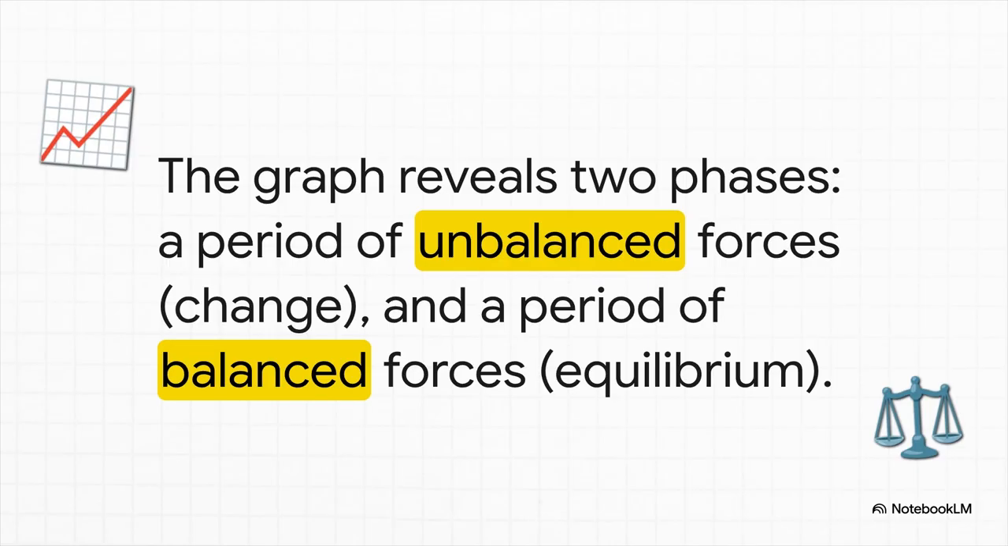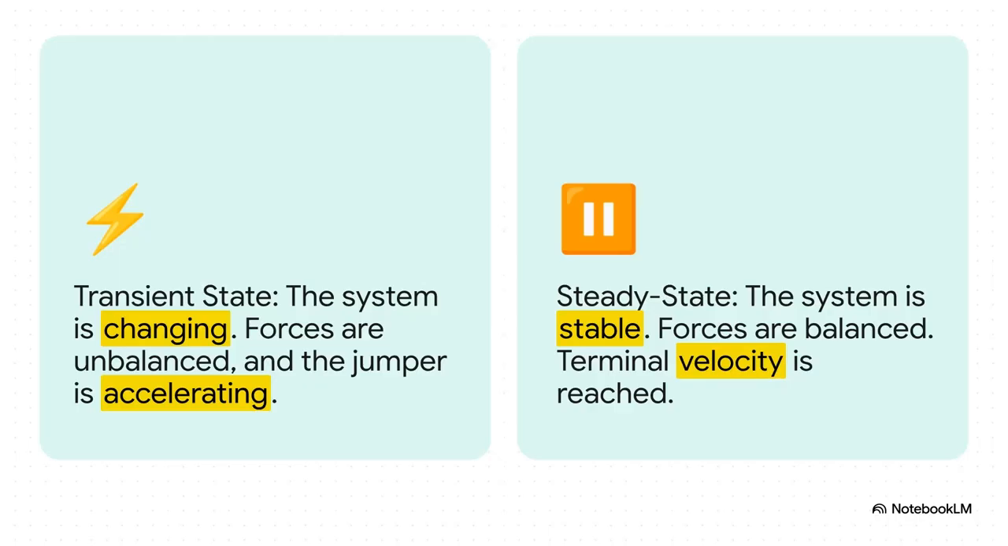It's the story of a system that's moving from a state of really rapid change, where all the forces are unbalanced, to a state of equilibrium, where those forces have finally found a balance. So here's the big idea. We call that first period, the one with all the acceleration, the transient state. This is when things are actively changing from moment to moment. But eventually, that upward force of air resistance grows and grows until it perfectly matches the downward force of gravity. At that point, the net force is 0. The jumper stops accelerating. The system has reached its steady state.